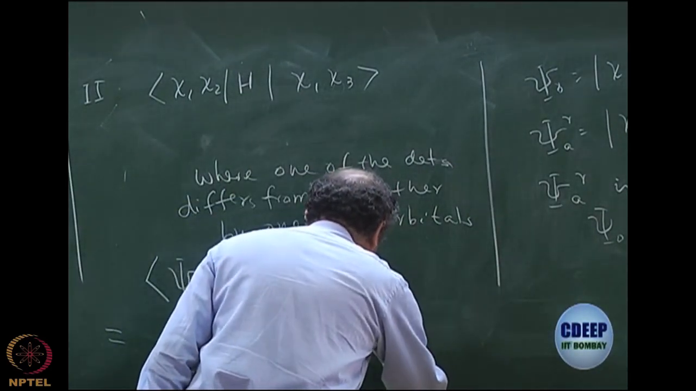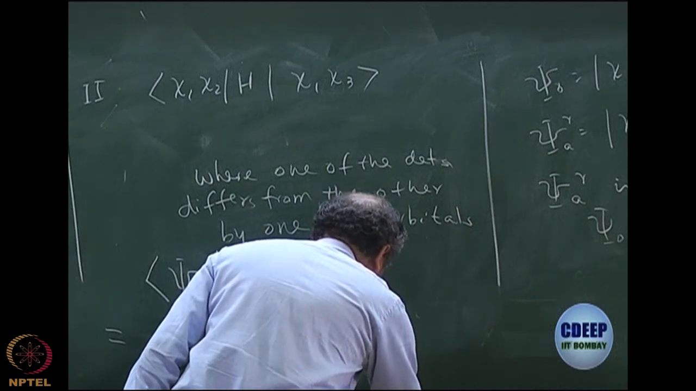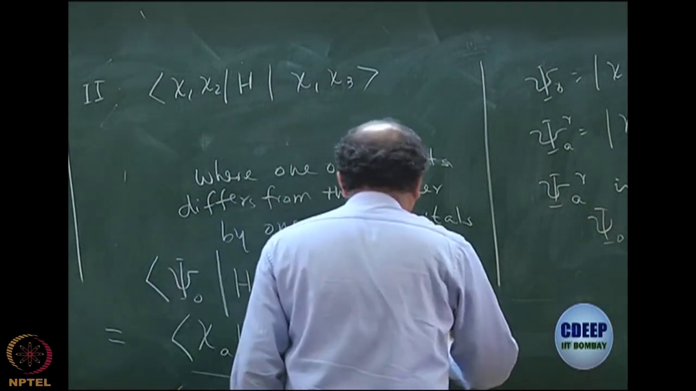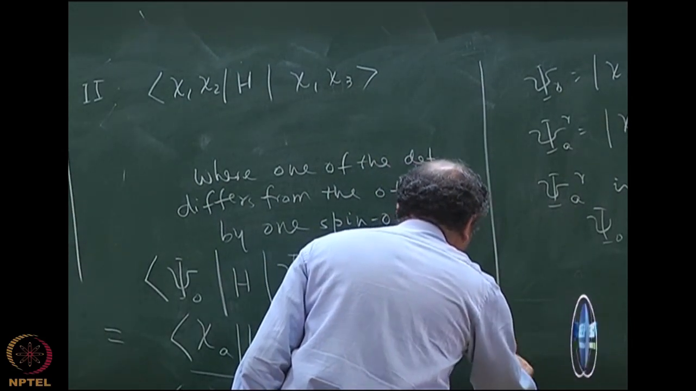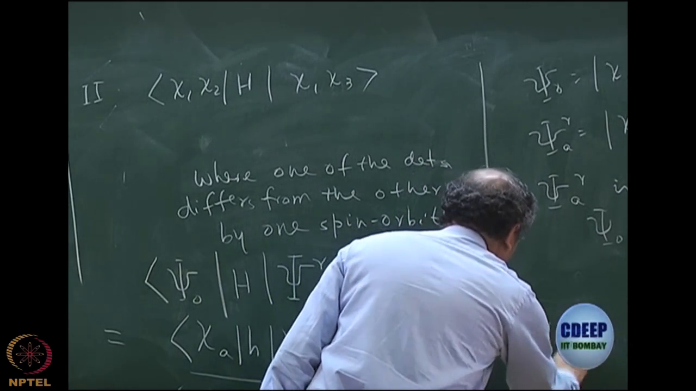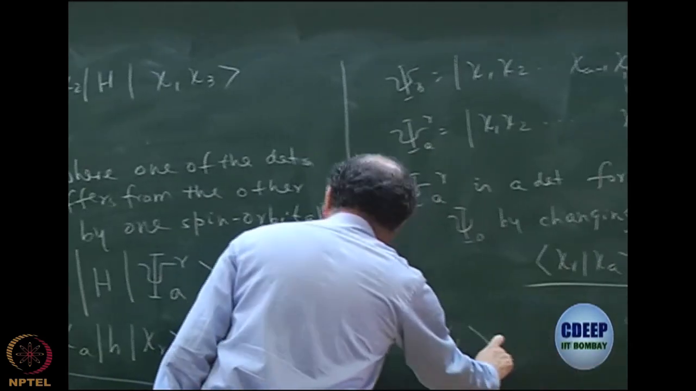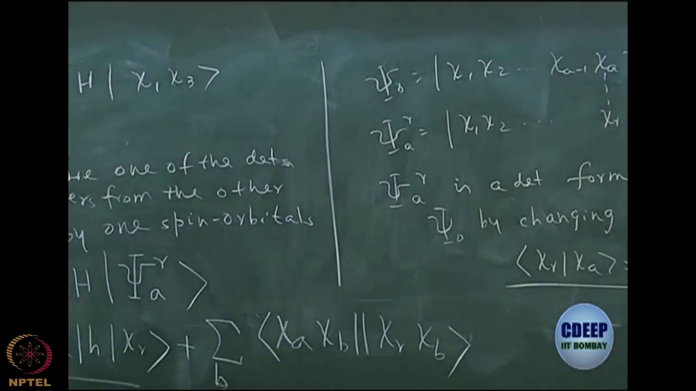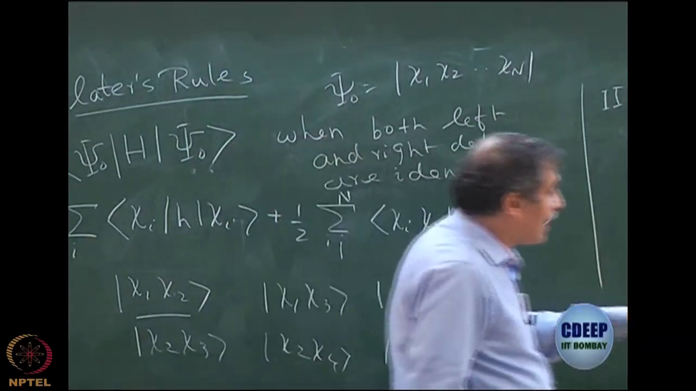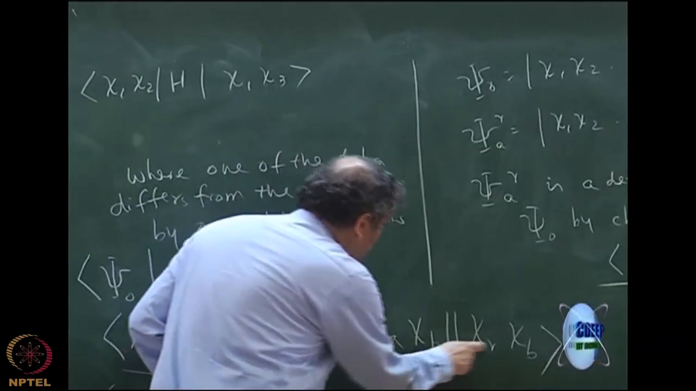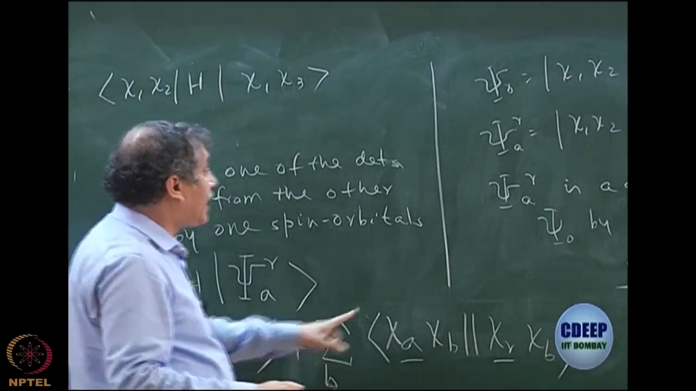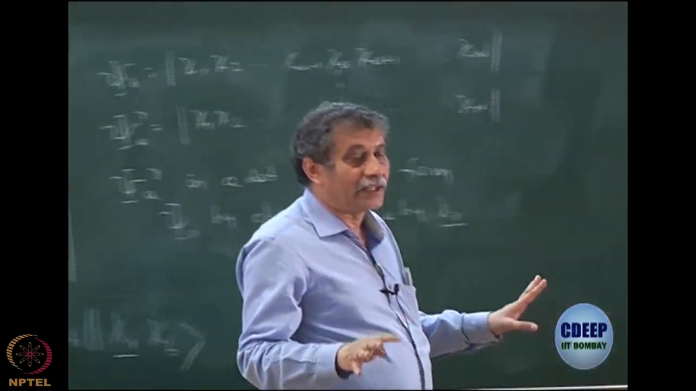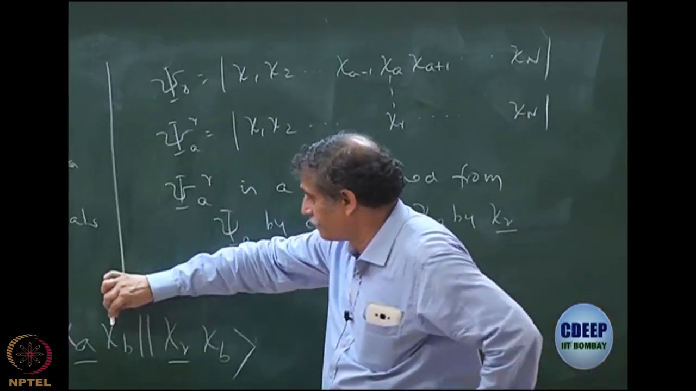Then you have sum over B. I will expand this term. Chi A, chi B, antisymmetrize, chi R, chi B. Just like here, but here each of I and J were summed up. Here again, one of the spin orbitals on left and the right will be fixed. So there is no summation. Remember, A and R are specific indices, so there cannot be summation. The other one can be anything.